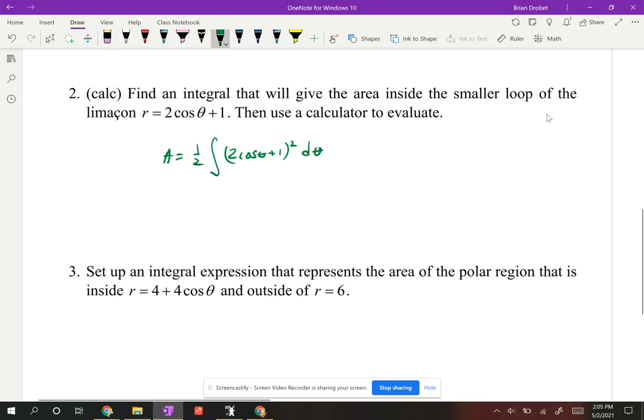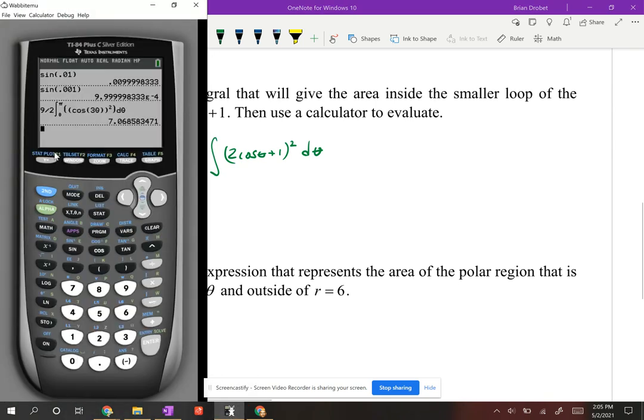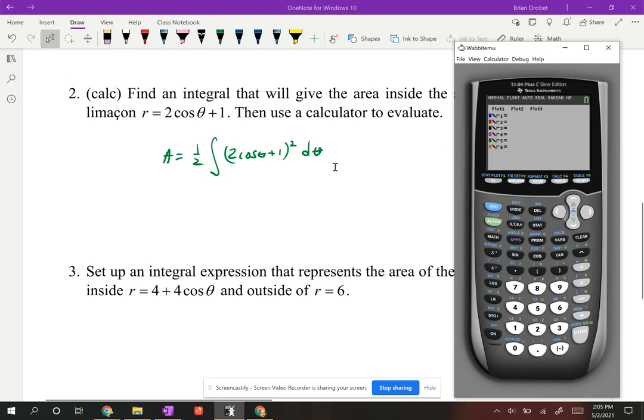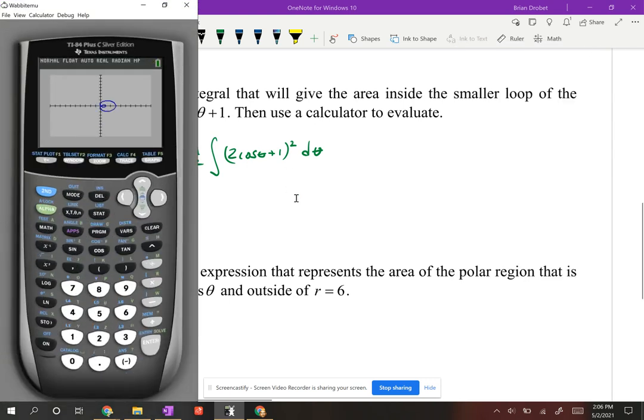And here's where I'm going to use a calculator to explore this and figure it out. I want the smaller loop. So I need to figure out what gives me the smaller loop. So let's just look at this thing. Notice that they haven't given me any indication here as to what theta limits I should be using. 2 cosine theta plus 1. All right, I'm just going to go to a standard window. All right, let's zoom in.